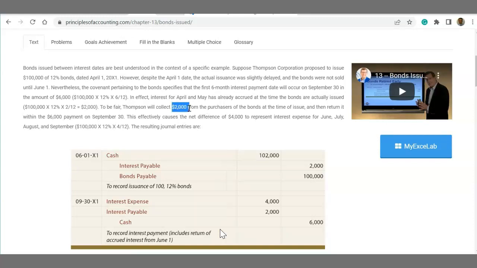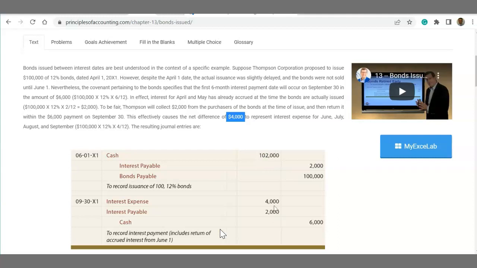It's showing here. 2,000 is for the 2 months, and that means investors need to earn $4,000 of interest for the 4 months, which are June, July, August, and September. So that's correct now. So here is cash collection of 102, which includes $2,000 interest payable. Bonds payable is 100,000. Imagine we issue at the face value. Market interest rate and bond interest rate are exactly the same. So in that case, instead of collecting 100, we collect 102.